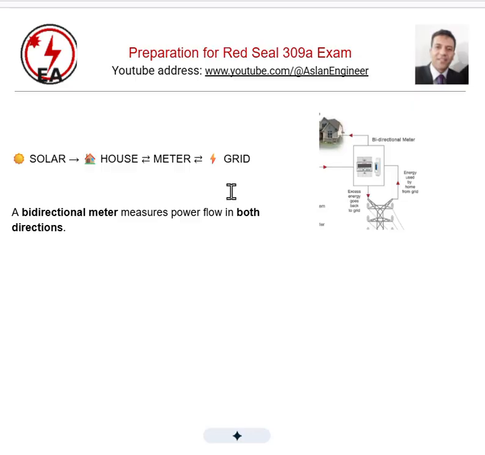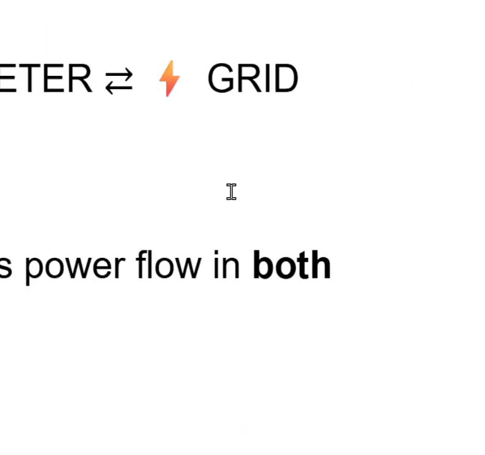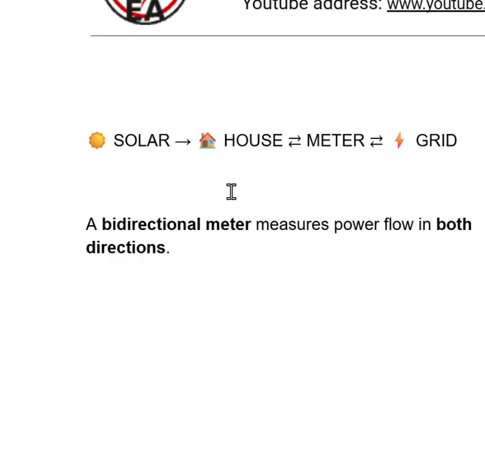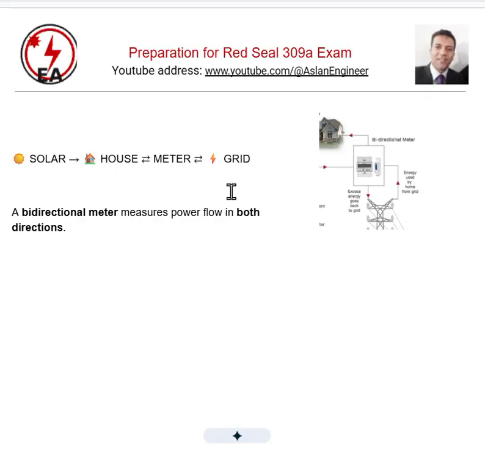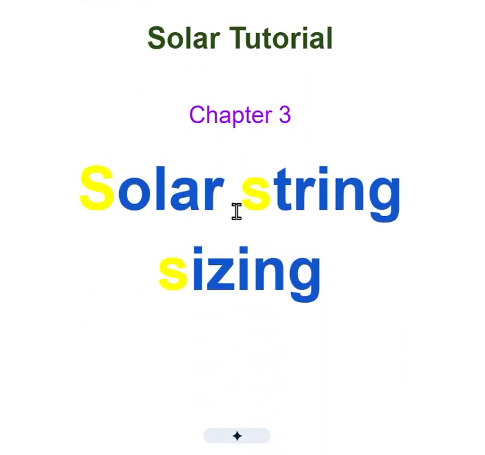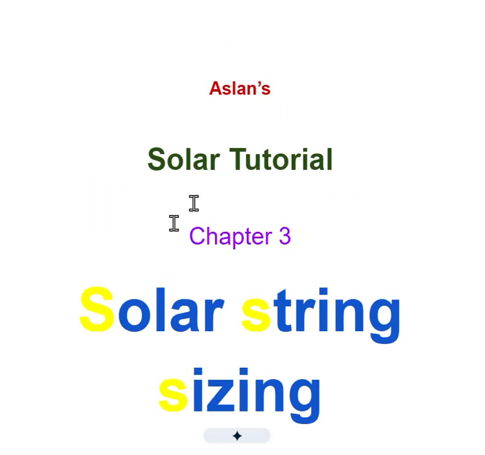So in the summer, maybe you can save money for your winter time, when the solar panels can't produce enough voltage and you need to buy from the grid. Solar string sizing, 3S. I call it solar string sizing 3S.